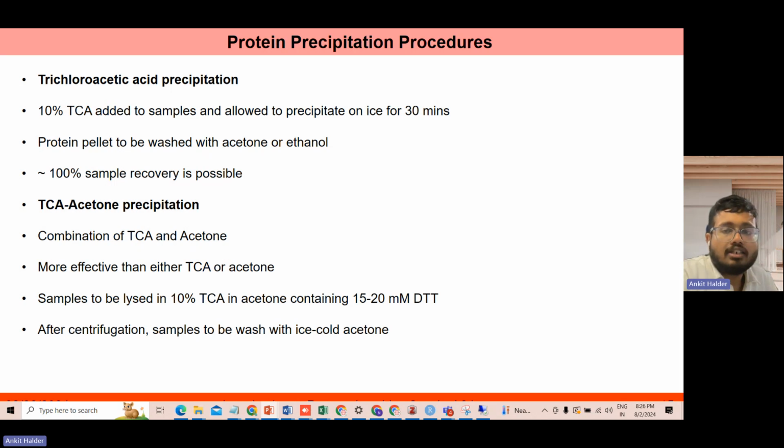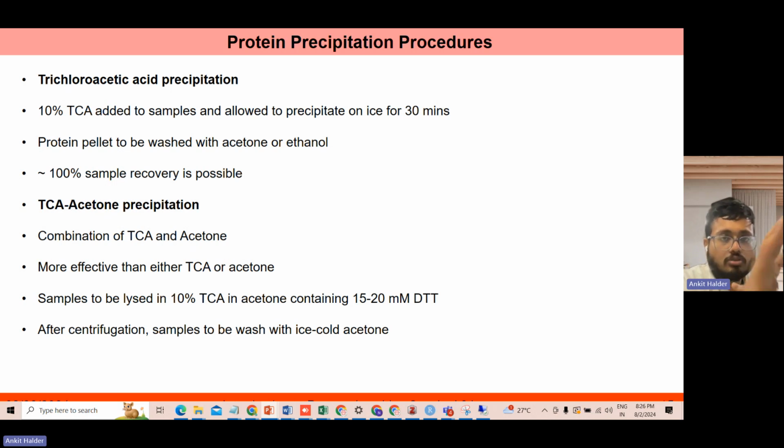Because that would again lead to some kind of cleanup with contaminants like lipids and other detergents that are soluble in organic solvents like acetone, and those can be extracted out. Near 100% sample recovery is possible using trichloroacetic acid precipitation, that is TCA precipitation. Now, there is another kind of precipitation technique that makes use of both TCA and acetone.